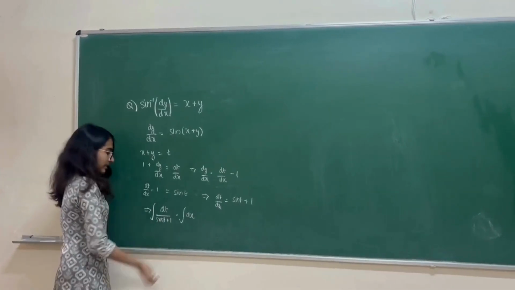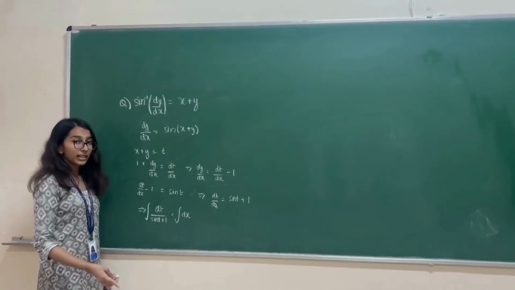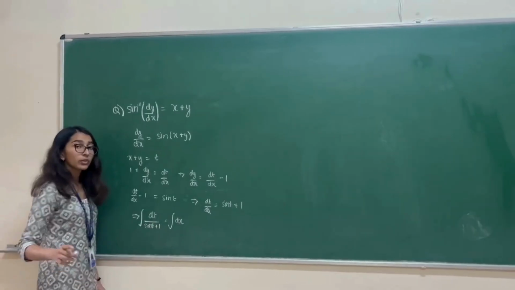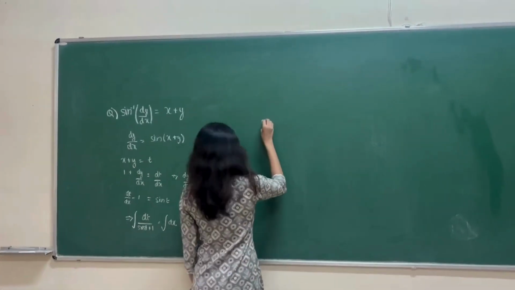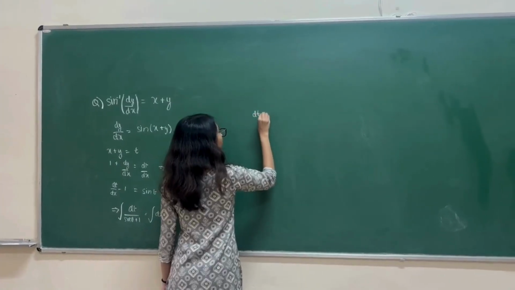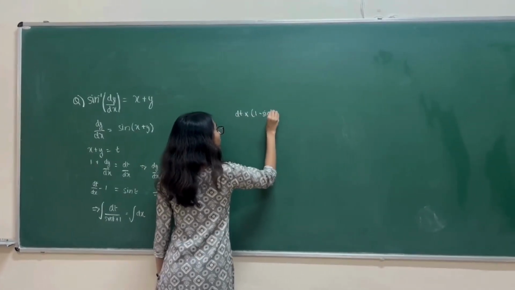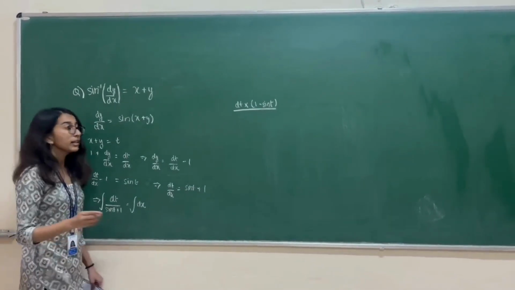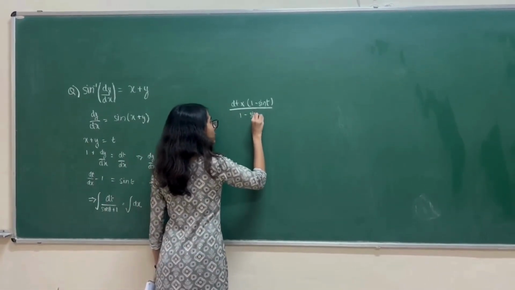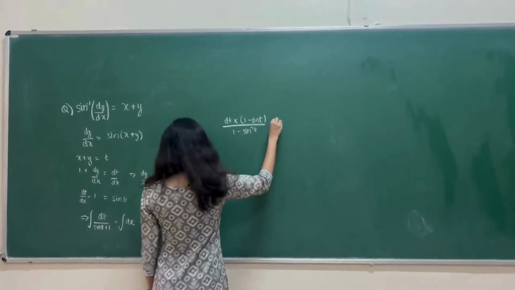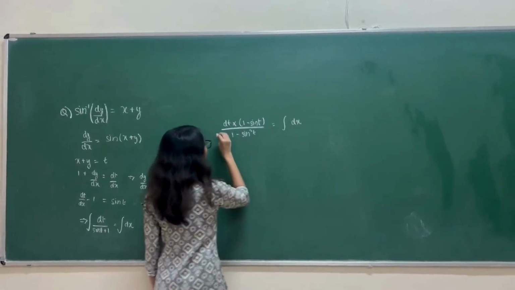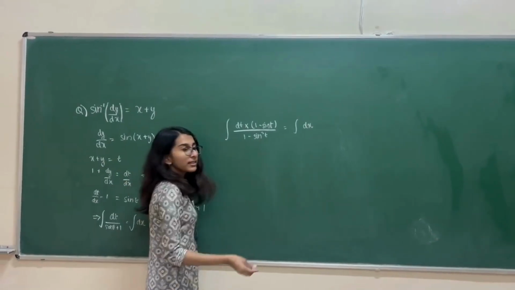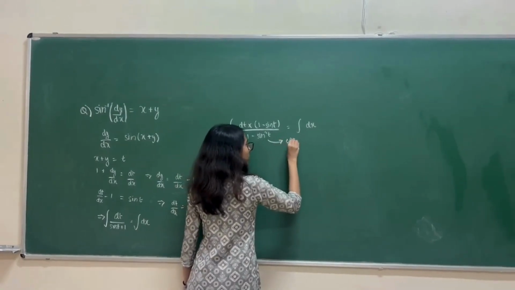So we can integrate both these sides, but here we cannot directly integrate 1 over sin t plus 1. So what we do is we will multiply the numerator and the denominator with 1 minus sin t. So what we get is dt into (1 minus sin t) divided by, when you multiply 1 minus sin t with 1 plus sin t, you will get 1 minus sin square t, is equal to the integral of dx. Now 1 minus sin square t can also be written as cos square t.